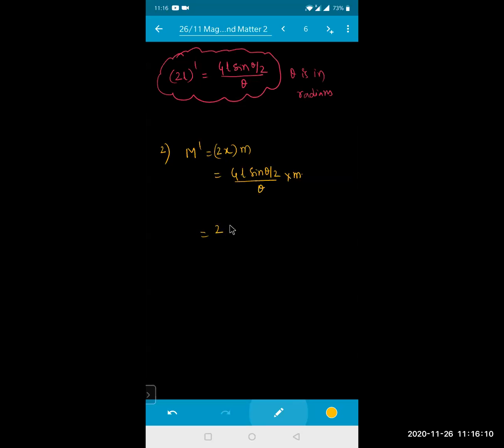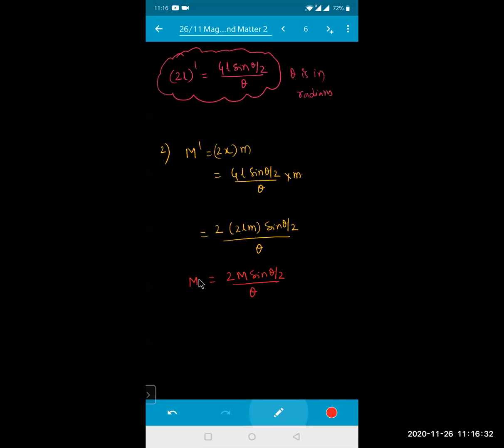This can be written as 2 into 2L into m into sine theta by 2 divided by theta. I have written 2L into m as the magnetic moment. So that will become 2 times capital M into sine of theta by 2 divided by theta.